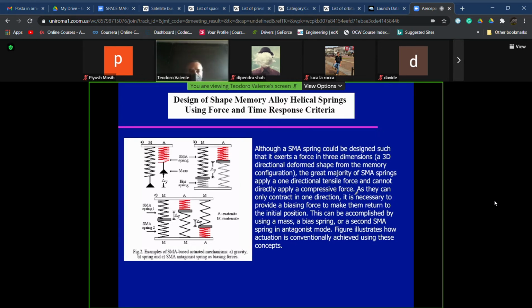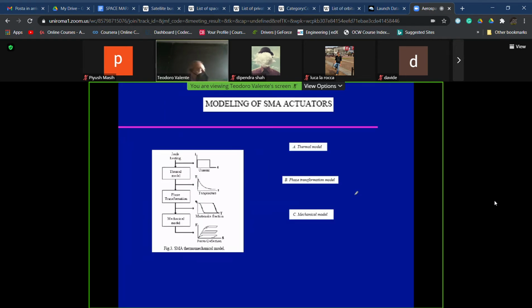Let's see how, for example, a helical spring can be designed if we think that this spring is made, for example, of a nitinol alloy, or generally speaking, of a shape memory alloy. Again, we are talking about the possibility to have this effect not only one time, but many times. So we are speaking about two-way shape memory alloy behavior. So what do we need if we want to go on with this conceptual design?